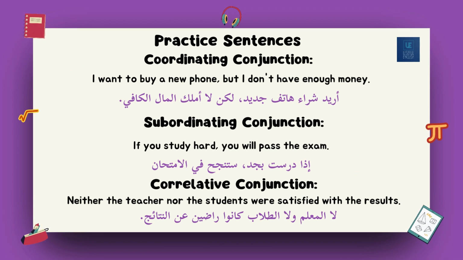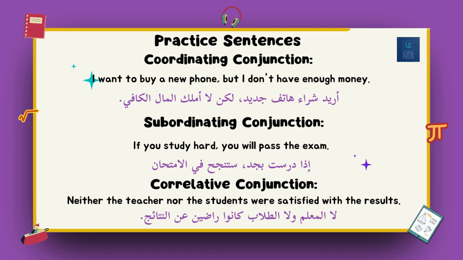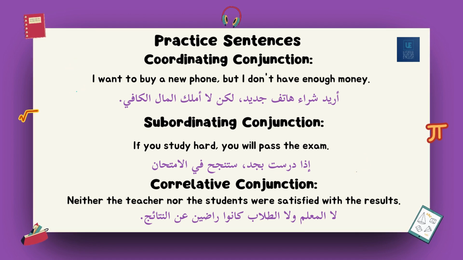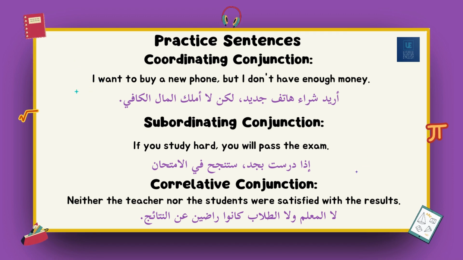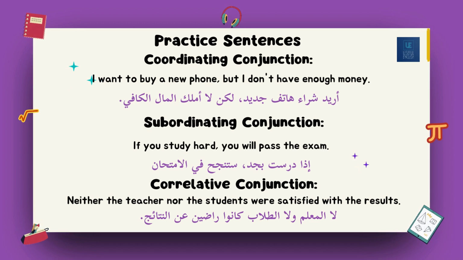Practice sentences. Coordinating conjunctions: I want to buy a new phone, but I don't have enough money. Subordinating conjunctions: If you study hard, you will pass the exam. Correlative conjunctions: Neither the teacher nor the students were satisfied with the results.